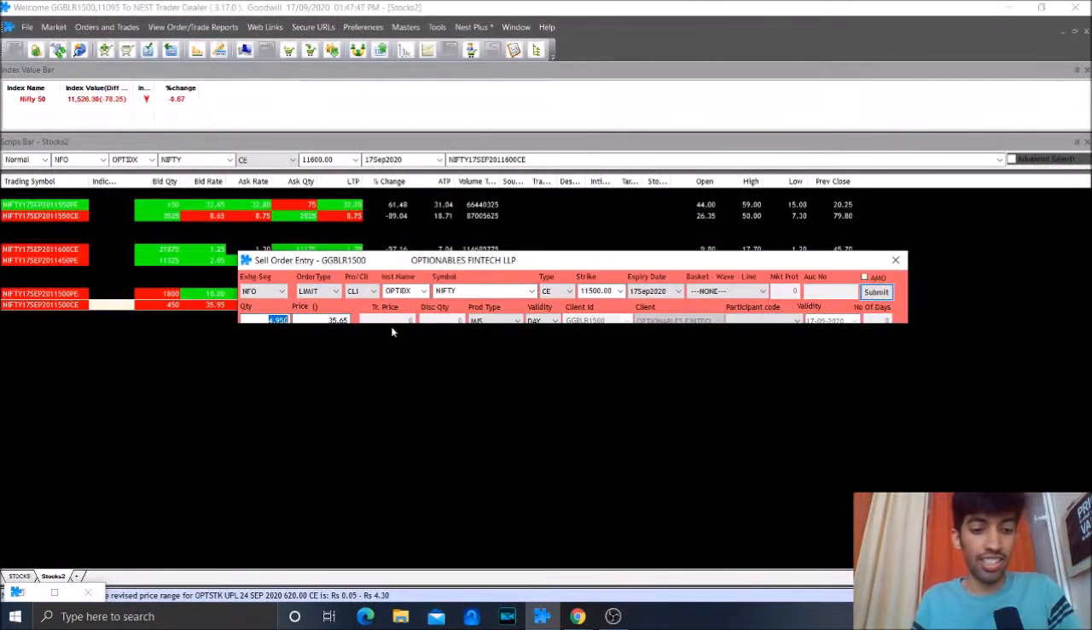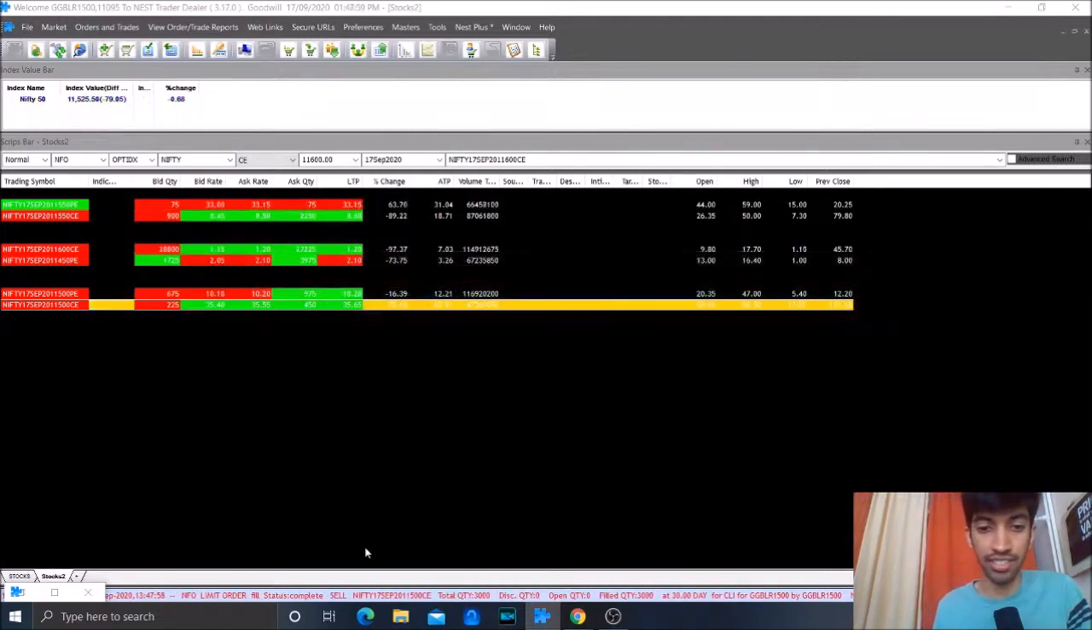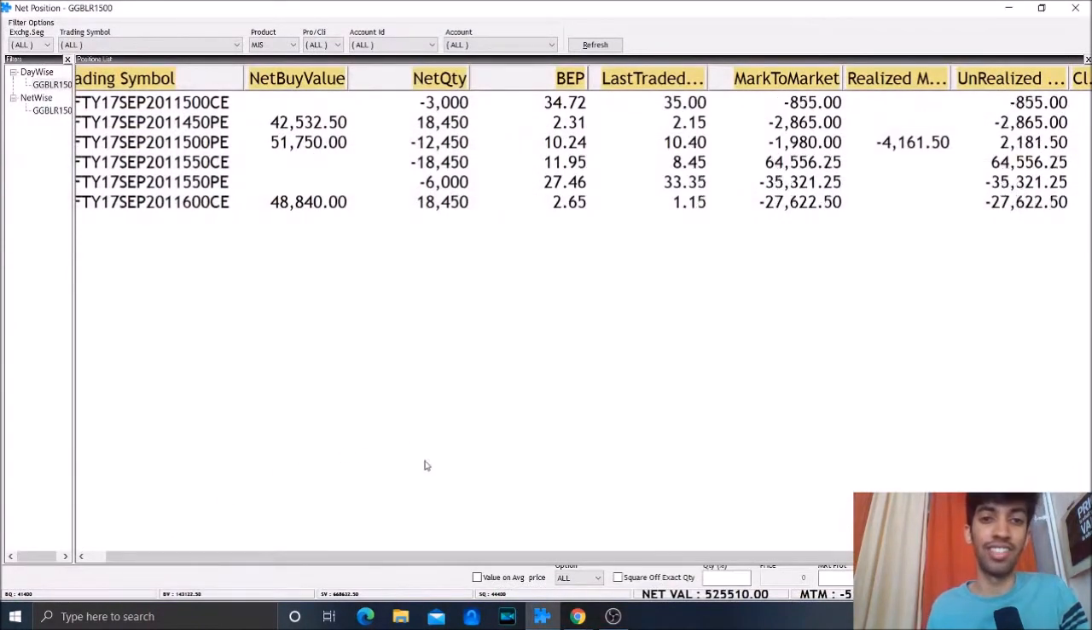Okay, I'll just short 1950 of this, or maybe 3000. 30 limit MIS day. Cool. So I have shorted 3000 of that. So now if there's a down move, the loss won't be huge. So with that hope, I have just shorted that.